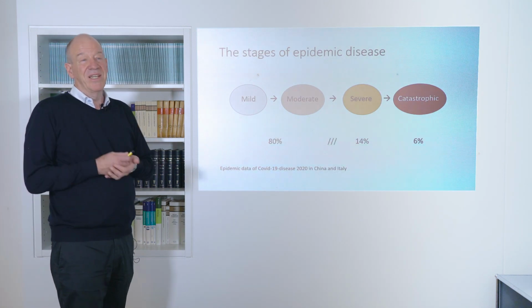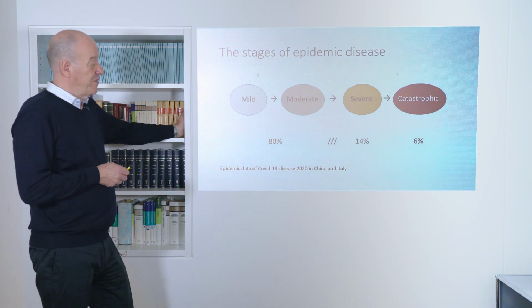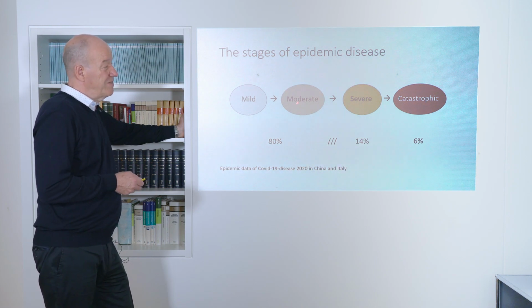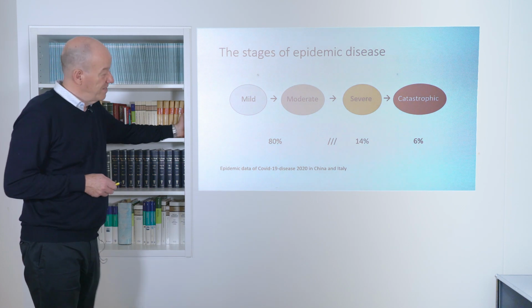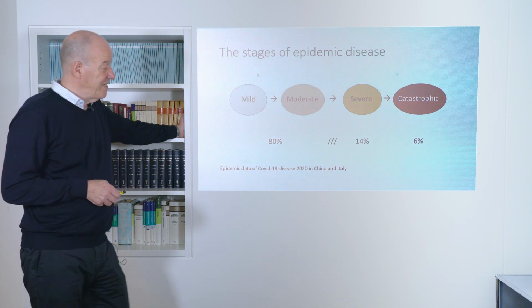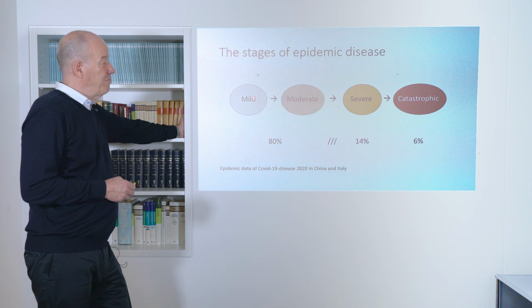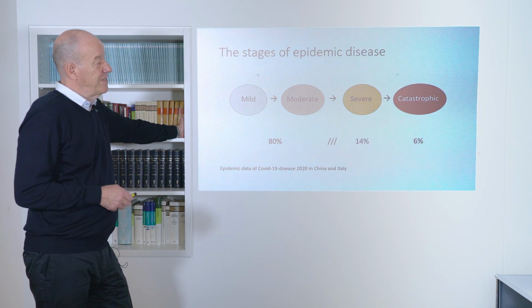In every epidemic disease we observe several stages. Most of the patients in epidemics have mild or moderate disease, and only a smaller percentage goes on to severe, and an even smaller one to catastrophic disease. In the Covid-19 epidemic in China and Italy, there were 80% mild and moderate disease, 14% severe disease, and 6% catastrophic.